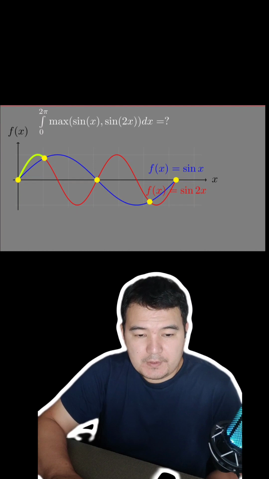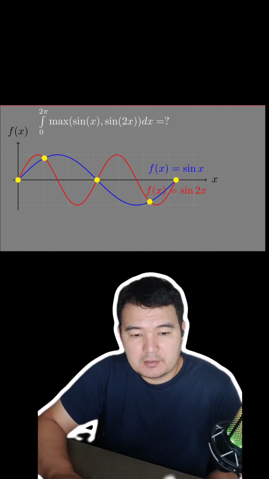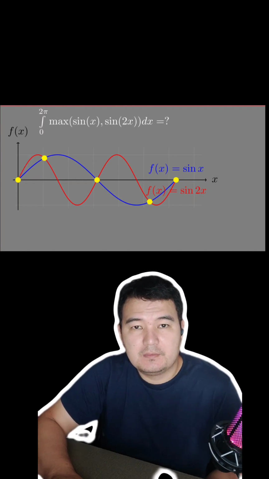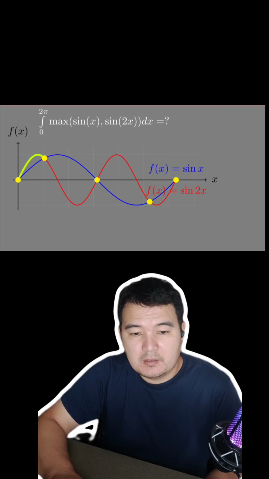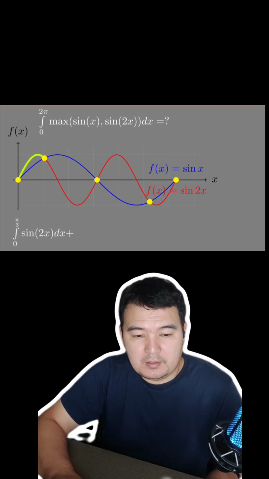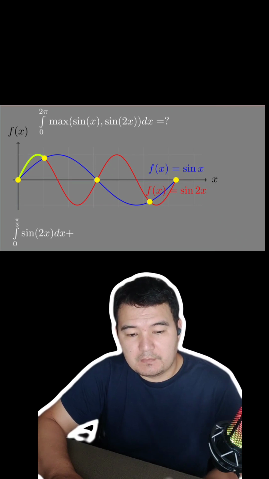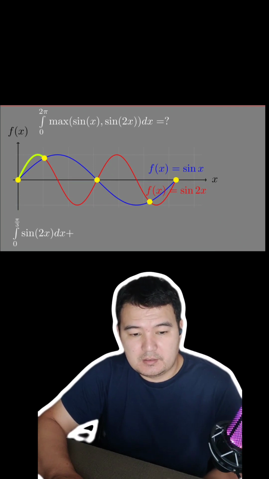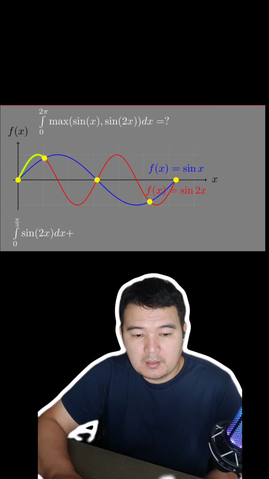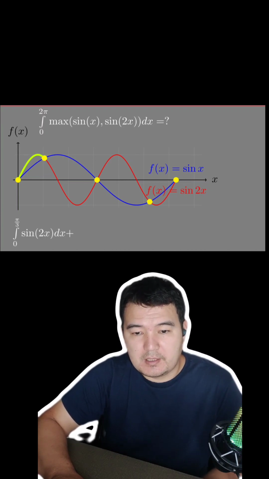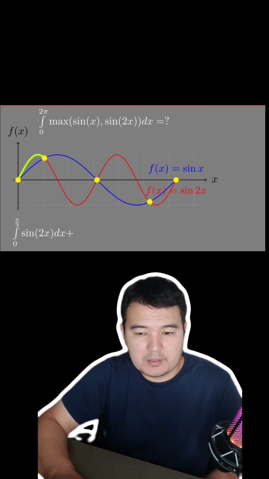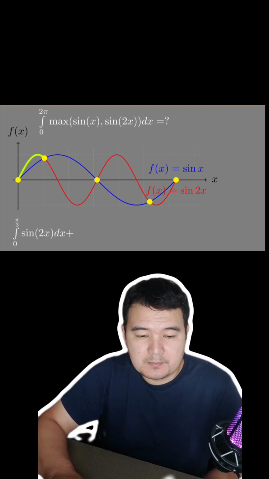In the first interval, the graph of sine 2x is above sine x. So you'll be integrating in the first interval from 0 to pi/3 just sine 2x. Also it's very easy to find these 5 points. It's just the equation sine x equals sine 2x, so you can guess the answers.